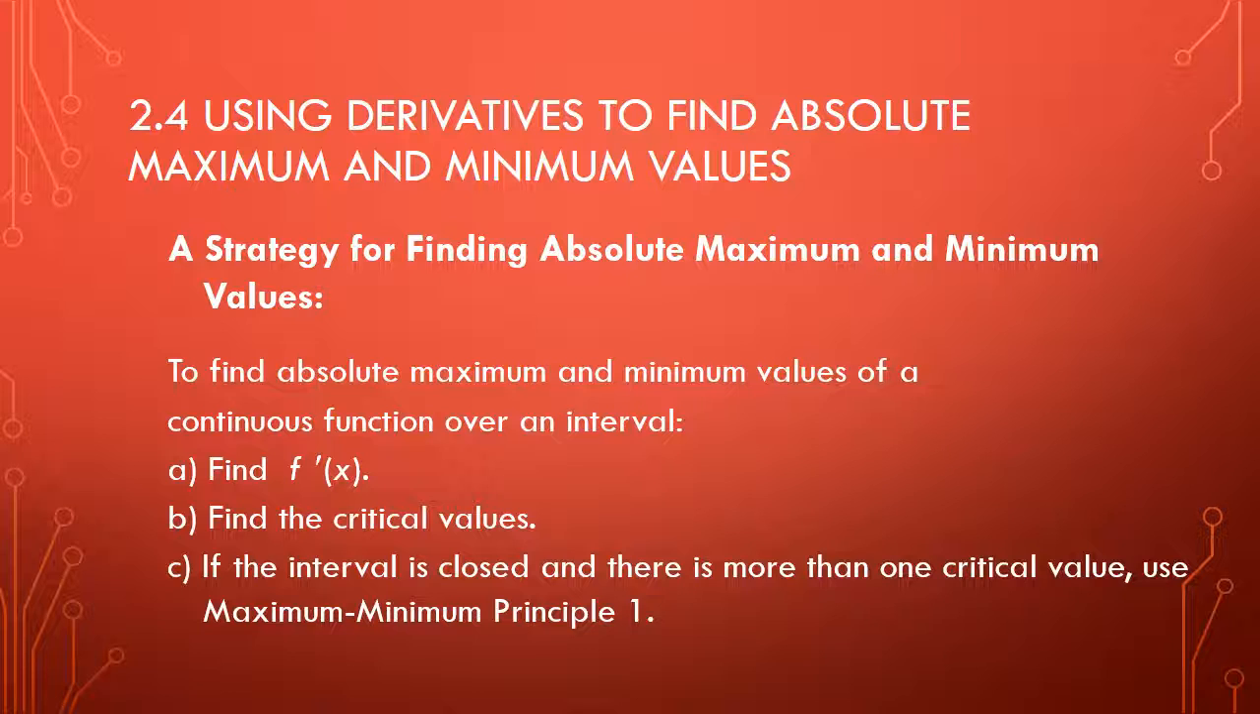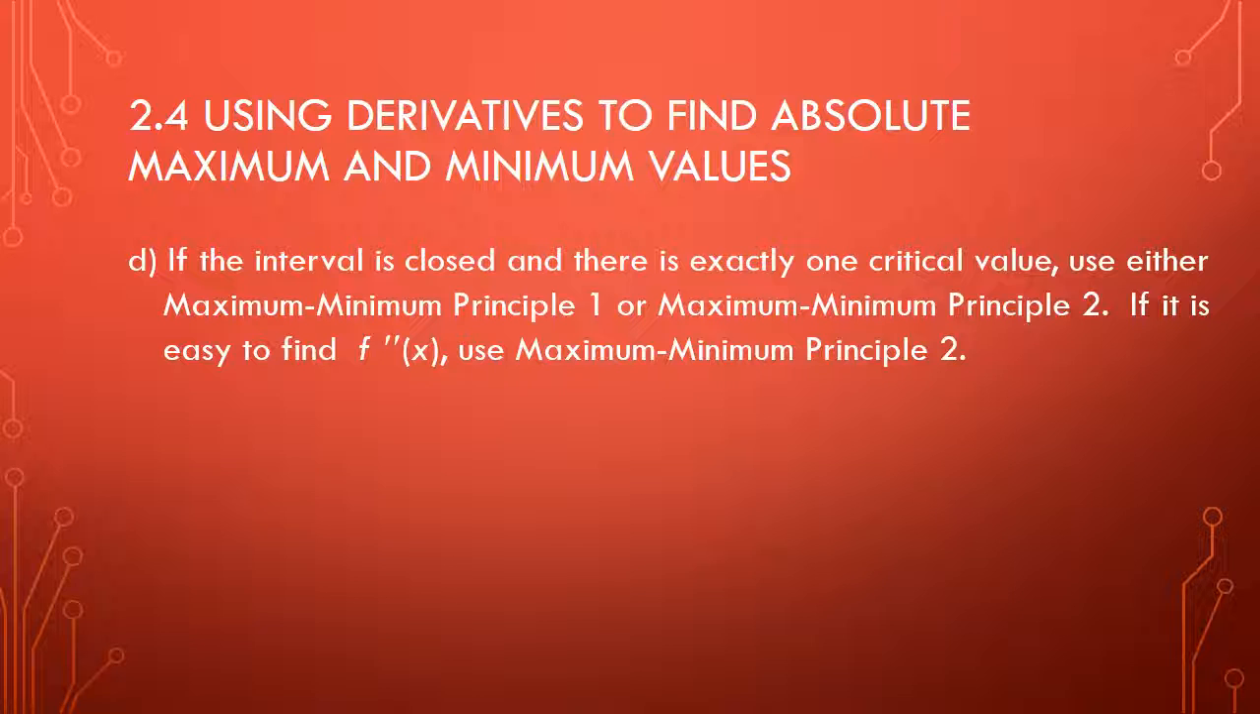principle 1. In other words, you're going to list the critical values, you're going to list the endpoints, what the y values are, and use that to determine your absolute max and min. If the interval is closed and there's only one critical value, then you can either use that principle or you can check the second derivative and see if it's going to be a maximum or a minimum by its concavity.